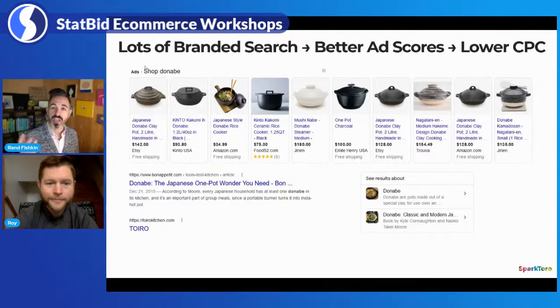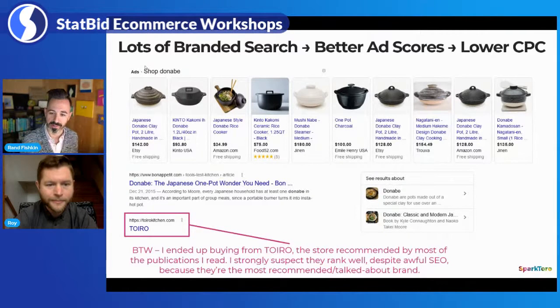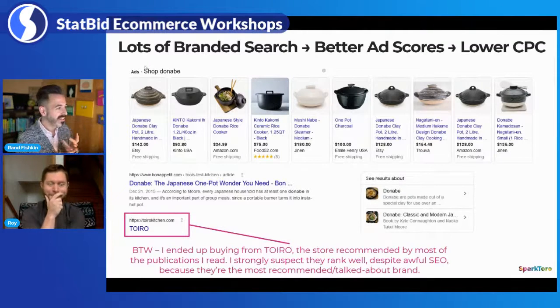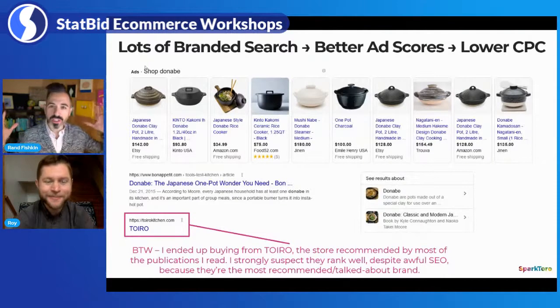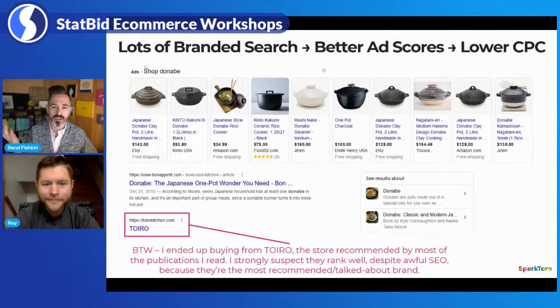In fact, the website that does the best with this, that apparently is the top seller of donabe in the United States, is this website right here, Toiro, which does the worst SEO on the planet. Look at that title tag. There's no meta description. That's the worst snippet. They don't even try. We're the number one seller of donabe.